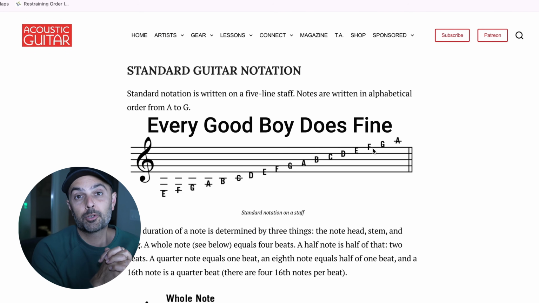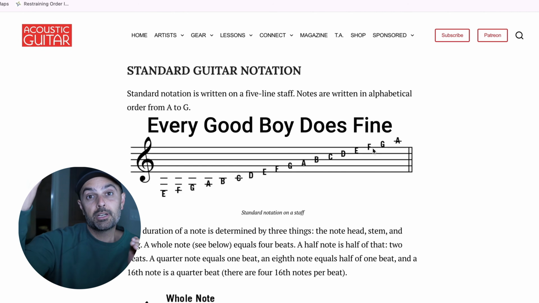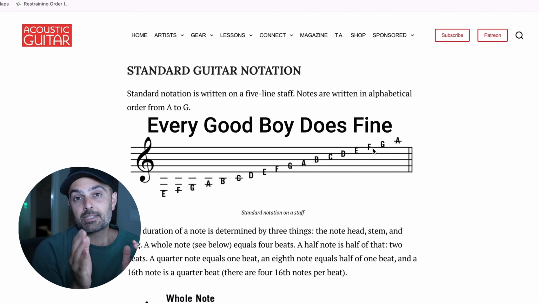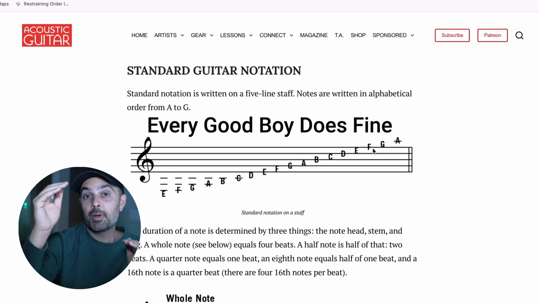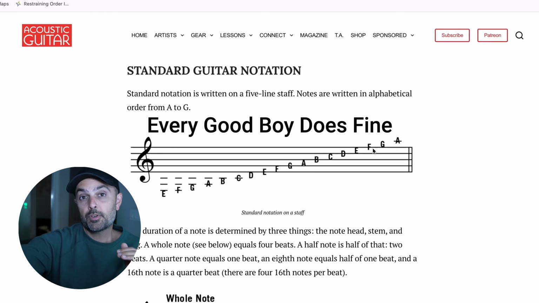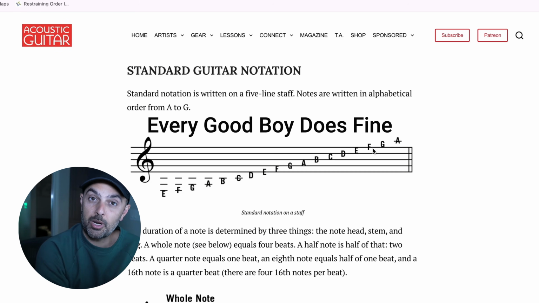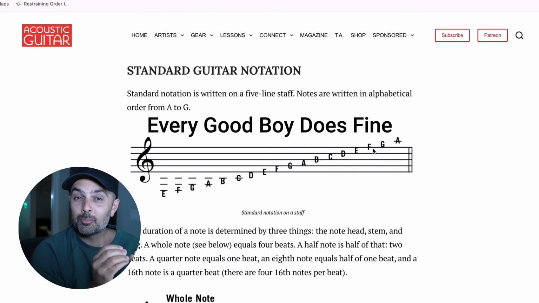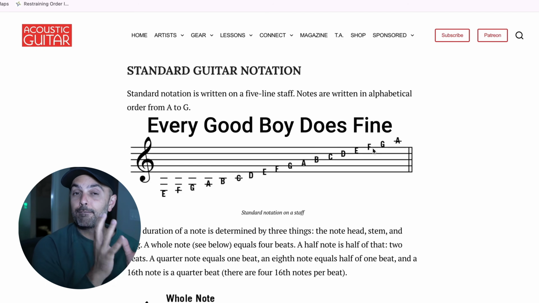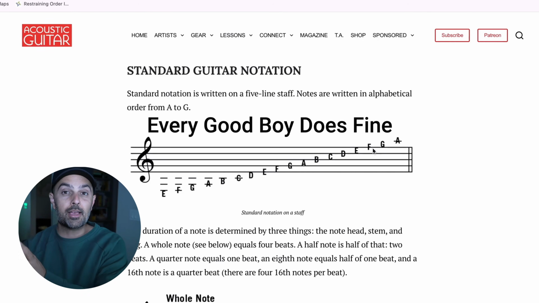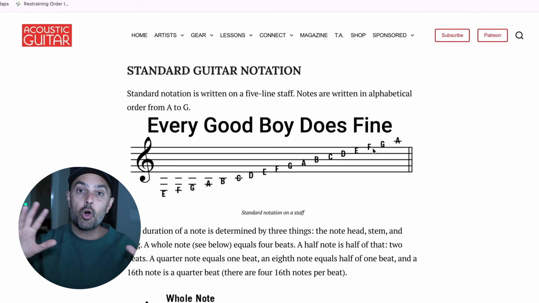If the note is on the 3rd one, every good boy, B. If the note is on the 4th line, every good boy does, D, done. If it's the last line, every good boy does fine, F, last one. 1st line, E, every. So if you're able to remember that pattern, every good boy does fine, or every good boy deserves fudge, then you'll be able to read the line notes for the treble clef. I might be silly, but trust me, again, I taught 5-year-olds this, I taught 75-year-olds this, and it always clicked.